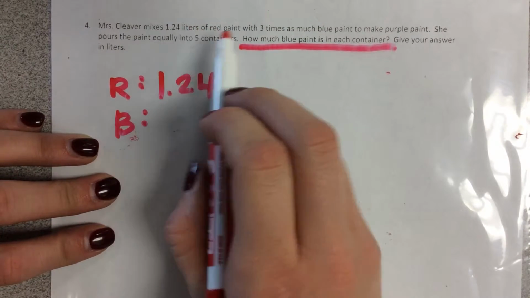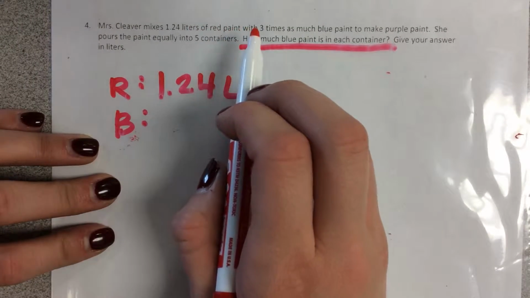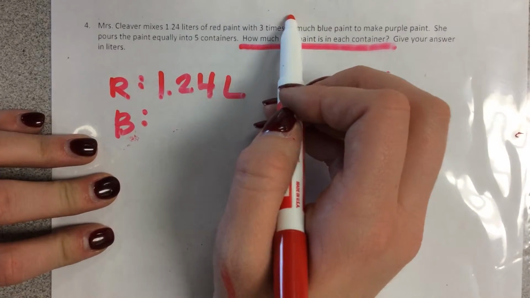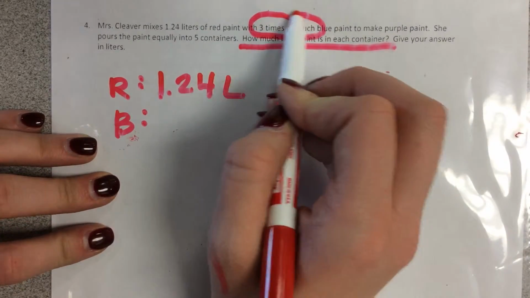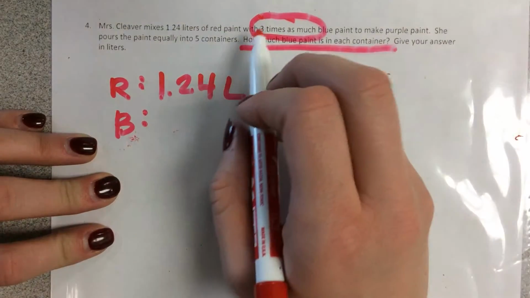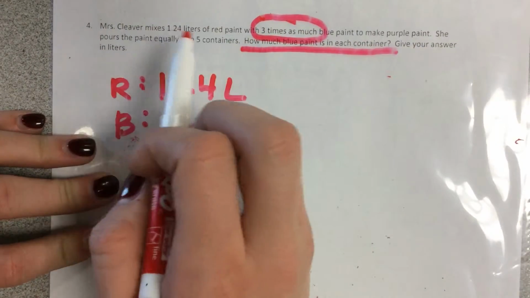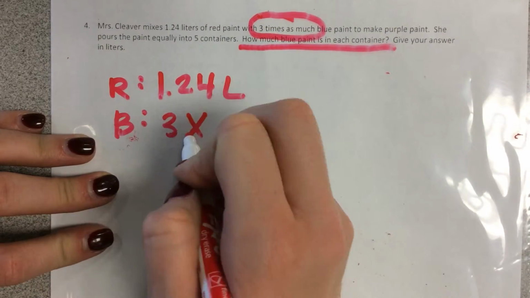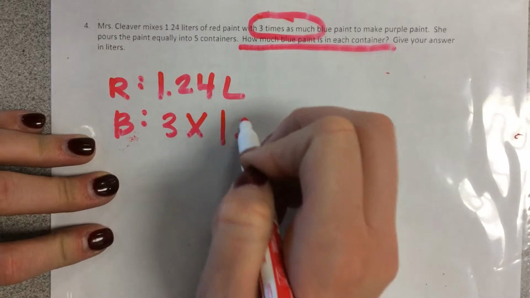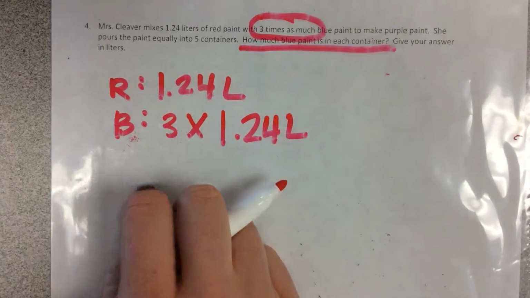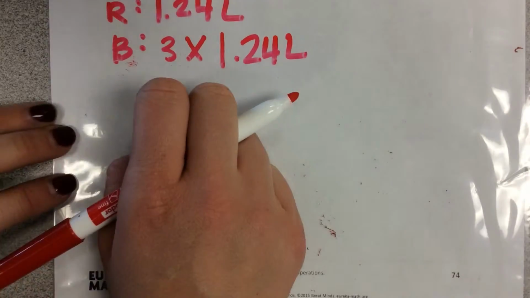So it says she mixes the red paint with 3 times as much blue paint. 3 times as much automatically makes me think that I'm going to use the operation of multiplication to get 3 times as much of the red paint. So I know blue paint is 3 times as much as the red paint, which was 1.2400 liters. We know that's how we're going to have to find the blue paint. So let's do that. Let's draw an area model.